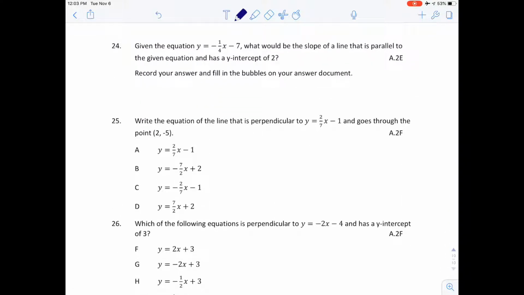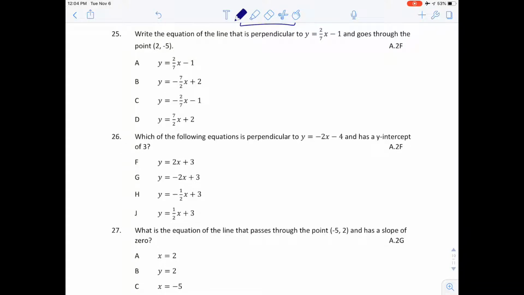24, given the equation -1/4 x minus 7, what would be the slope of a line parallel? So again, same slope. So all I need to know is the slope. Well, the slope is -1/4. Since this is a griddable, you cannot grid a fraction, so you would type -1 divided by 4 in your calculator and get -0.25.